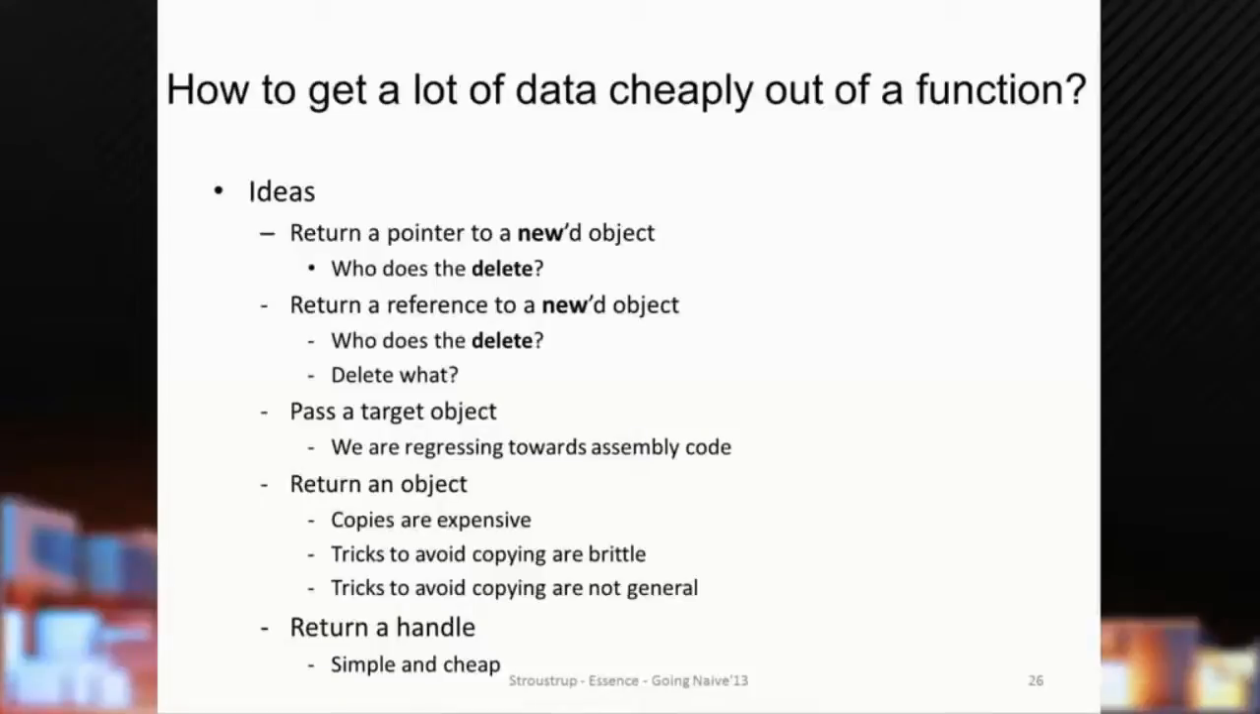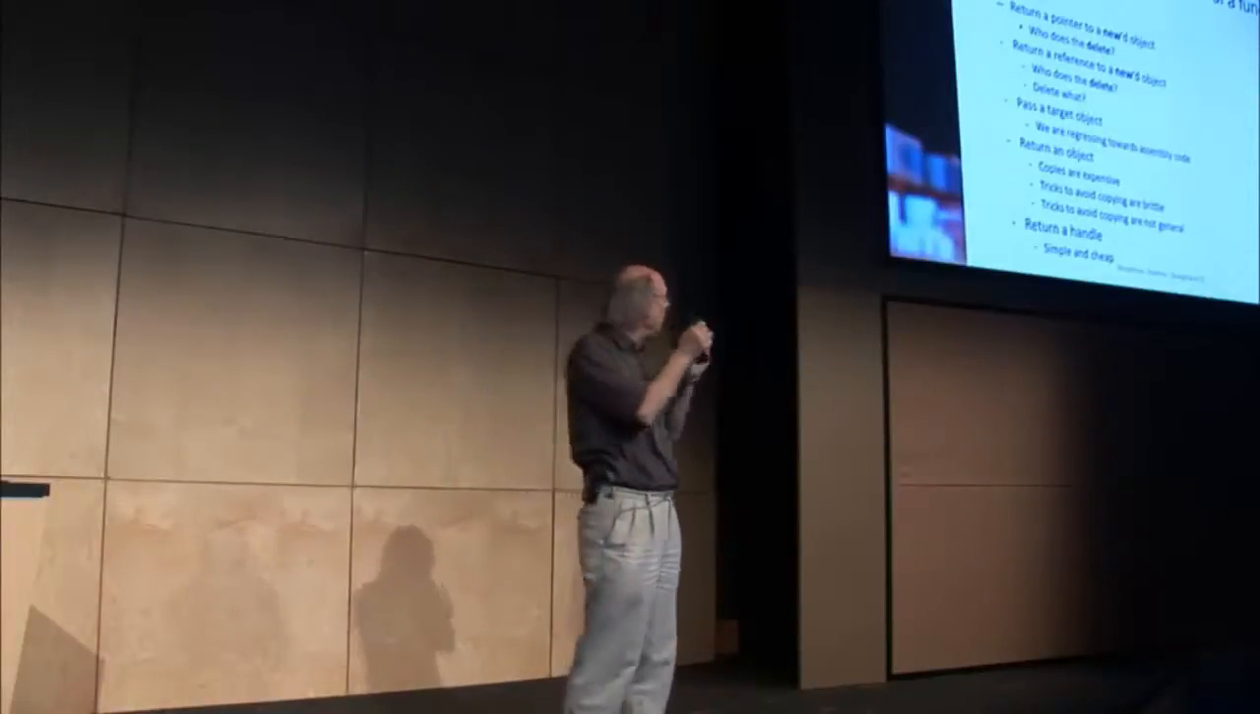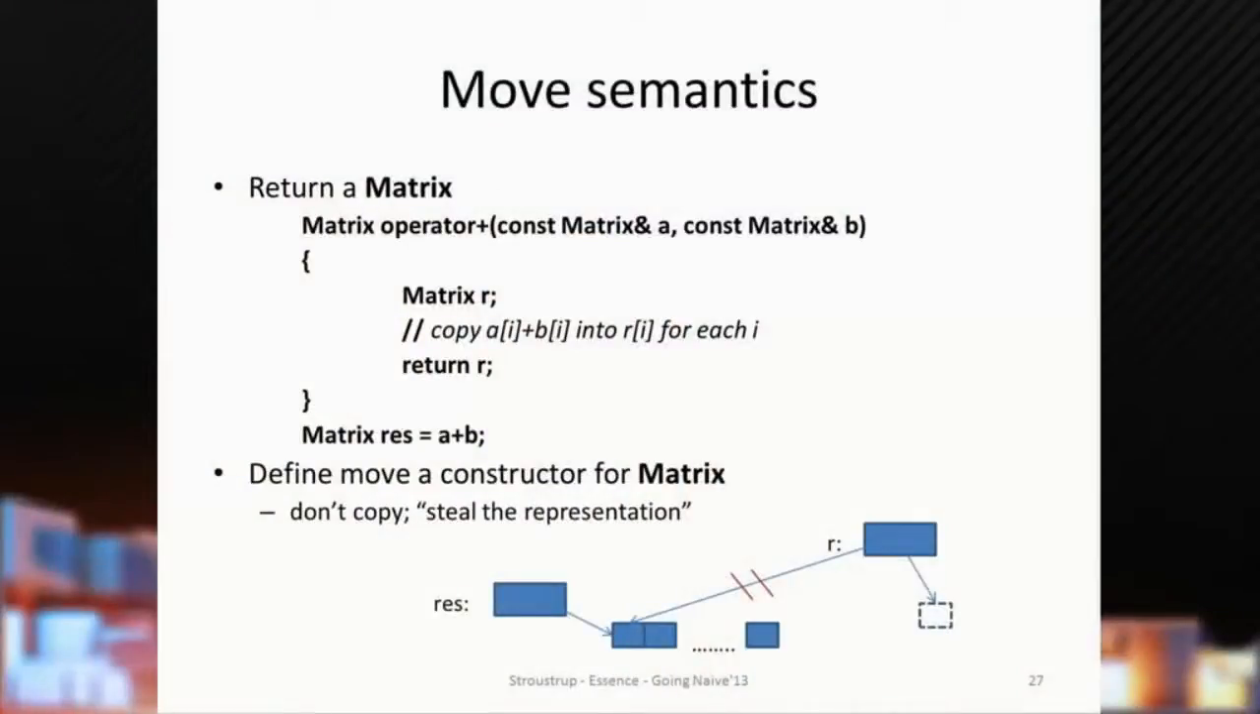So we can return a handle that's simple and cheap. Don't return the elements of the matrix, don't return a pointer to the elements, return the matrix, which is the handle. Okay, so how do we do this? This is the way I want the code to work. I want a matrix plus operation that takes 2 inputs and produces a result. I want to do that by making a local variable, fill it up with the good stuff I want to get out, and return it. I want to write my code like this. And this works nicely. In here R is a handle to all the elements, and the return operation is simply: take that pointer there and give it to res, and then put a null pointer in its place.